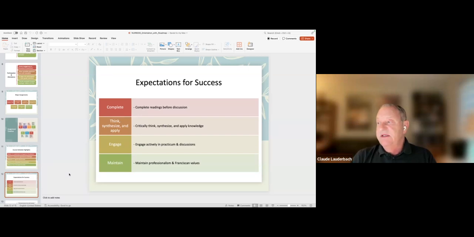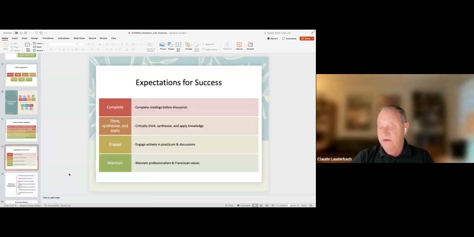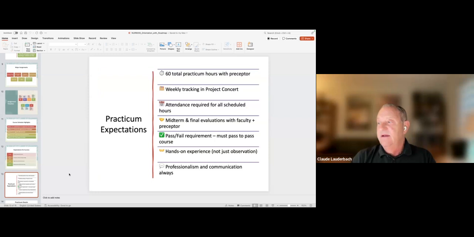What are the expectations to be successful? You have to complete the readings before the discussion. We want you to think critically, synthesize the information, and apply the knowledge. This is typical graduate level expectations. Engage actively in practicum and in the discussions, and maintain professionalism and the Franciscan values at all times. We're going a little fast. Here they are in a different format: 60 hours of practicum with your preceptor, weekly tracking and Project Concert.